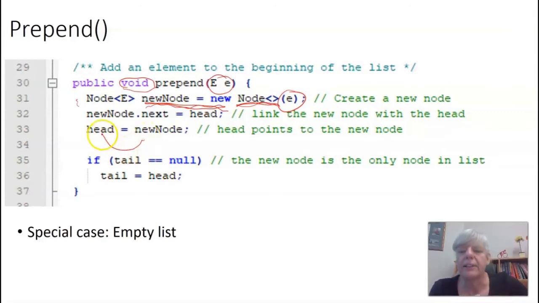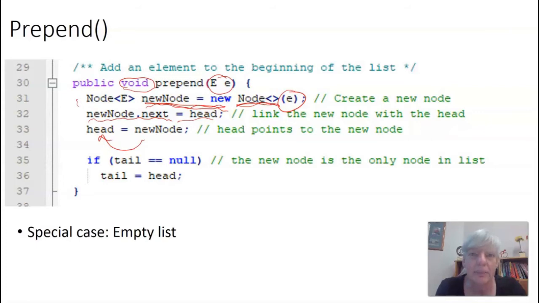I can store that in head, but before I replace my head, I have to, in line 32, say my new node.next equals my old head. If you don't know why, rewind, go back to the previous slide, so that my new node knows who is its neighbor.